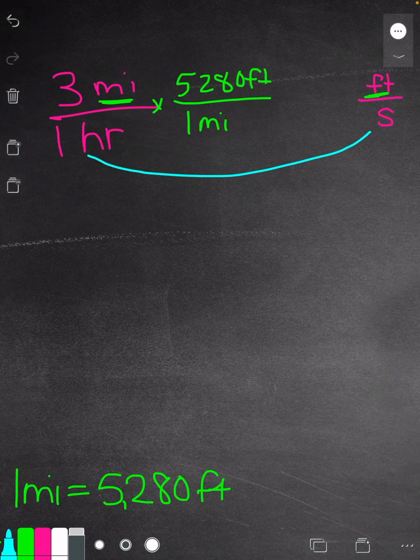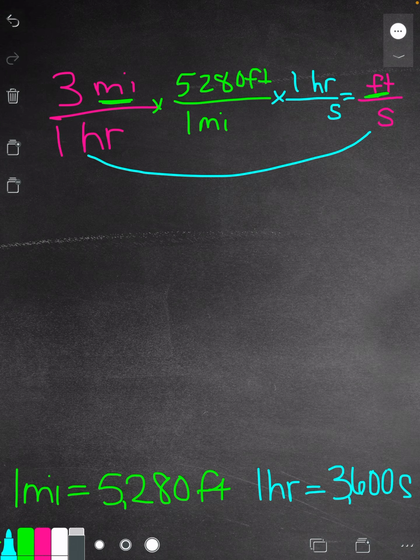All right. I need seconds to be on the bottom, because seconds is on the bottom in our final answer, and also because I need an hour up on the top so that my hours can cancel. 1 hour is 3,600 seconds. Okay? Now, we can go through and we can figure out what can cancel here.